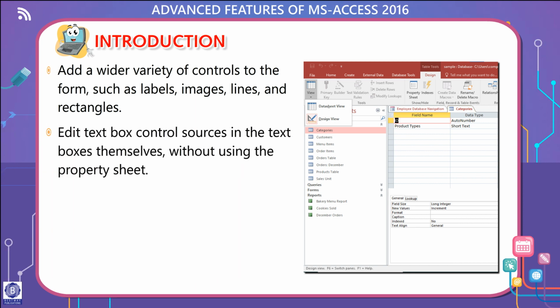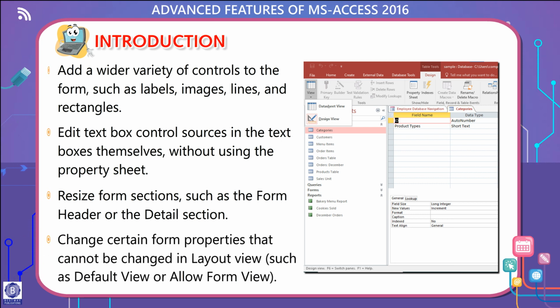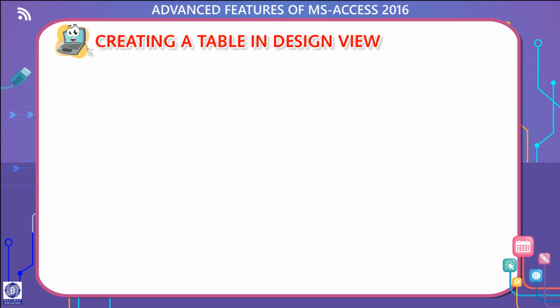Edit toolbox control sources in the text boxes themselves without using the property sheet. Resize form sections such as the form header or the detail section. Change certain form properties that cannot be changed in layout view, such as default view or allow form view. Creating a table in design view.